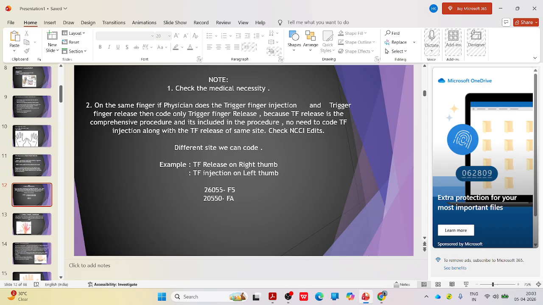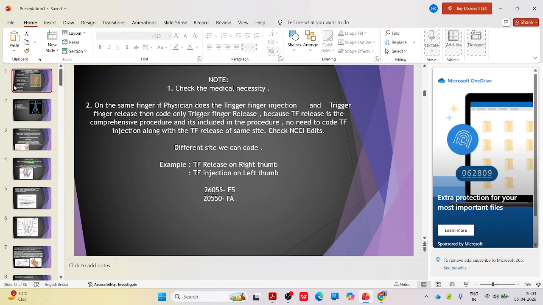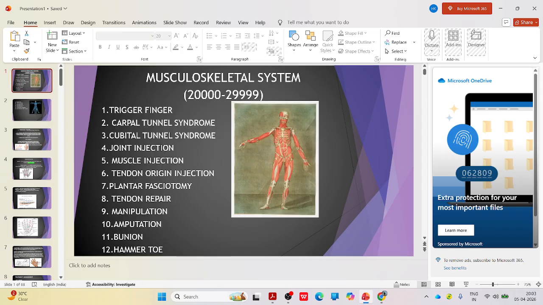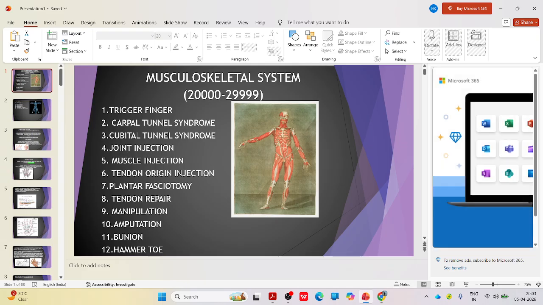Today we'll continue our musculoskeletal system series focusing on two important topics, that is tendon origin injection and the plantar fasciotomy. So we have covered the trigger finger, carpal tunnel, cubital joint and muscle injection. So today we'll see the two important topics. So let's start, guys.